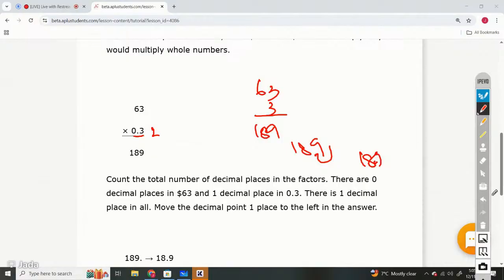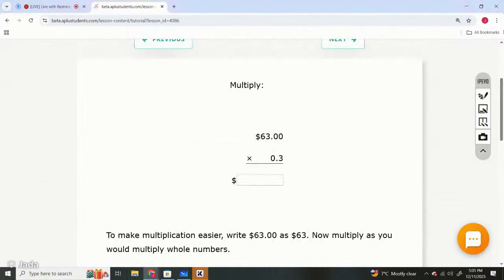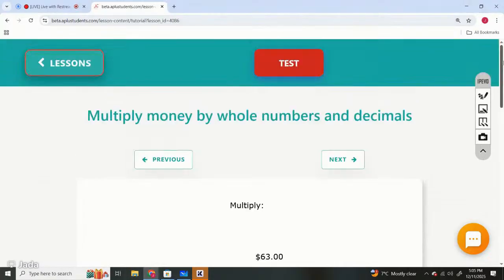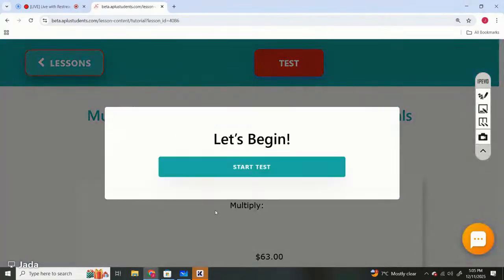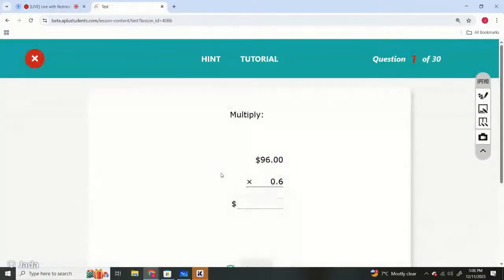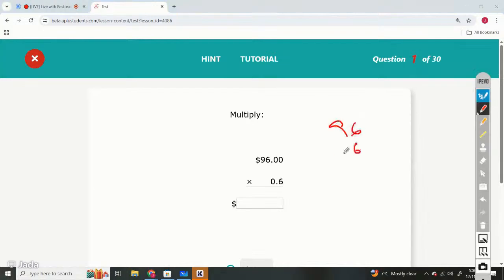Let's just start with the test questions. Multiply 96 times 0.6. So we have 96.00. Either you write the decimal point or you don't write it, the number is exactly the same. So you have to do 96 times 6.